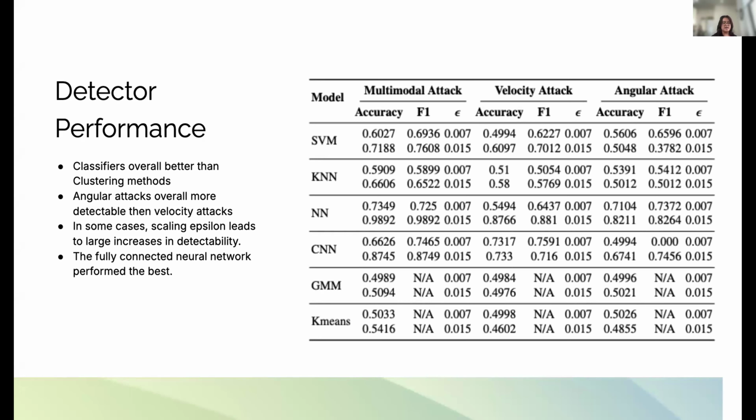In doing this, we found that the classifiers performed better overall than the clustering methods. We also saw that the angular attacks in most cases were more detectable than velocity attacks. We also saw that for some detectors, scaling the epsilon value led to a significant increase in detectability. And then lastly, we noted that the fully connected neural network performed the best out of all of the different models that we were looking at.